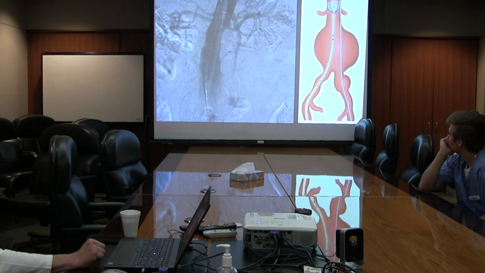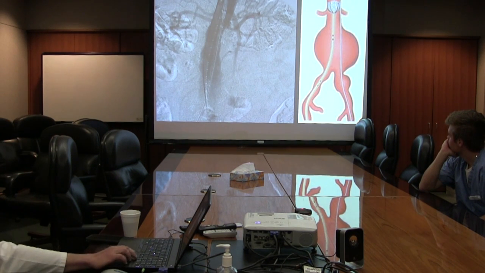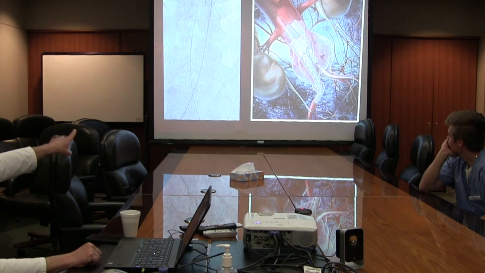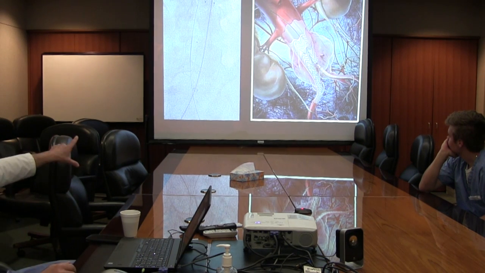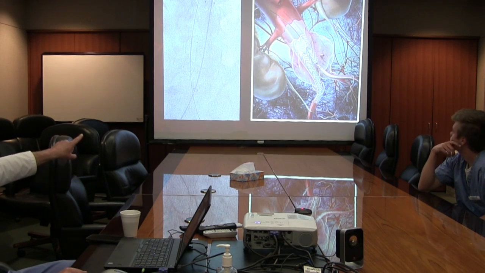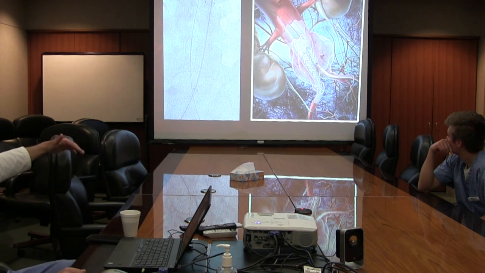But this is how it happens. Here's an angiogram on the left, and on the right is an animation or cartoon. We're coming up from both sides. On the right side of the screen, you see the main body of the graft. It looks like a pant leg, and one of the legs goes all the way down the iliac. The other pant leg is hanging out in the aorta, in the aneurysm.